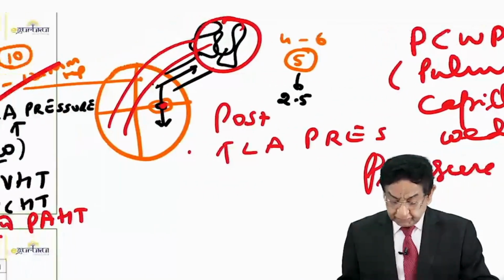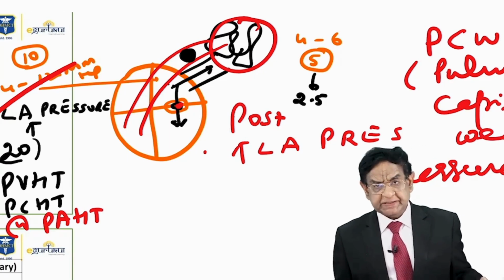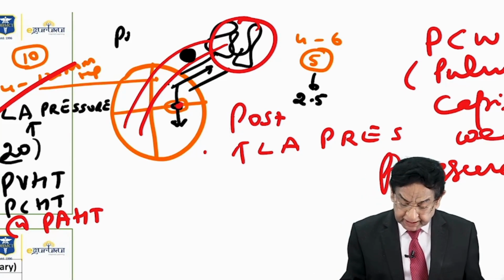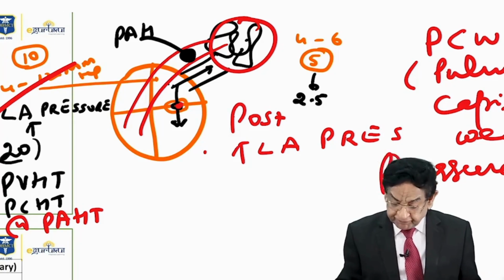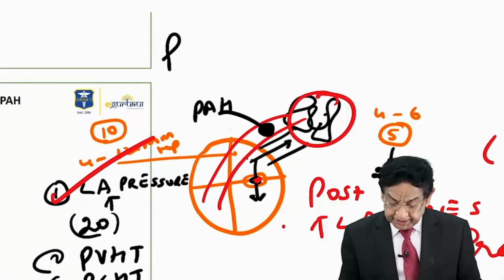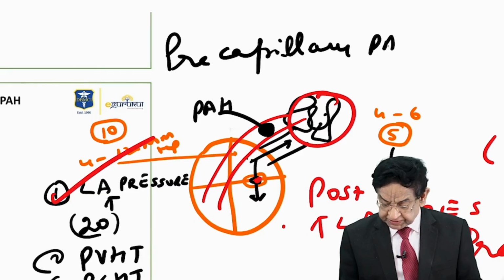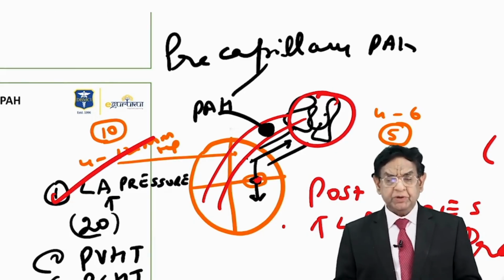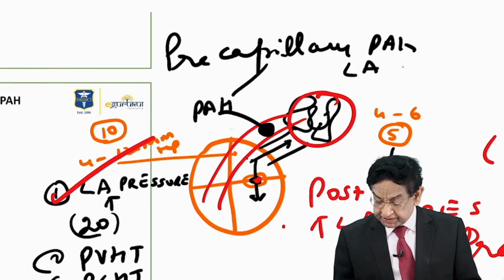Now, suppose we get one patient who has got pulmonary embolism. Pulmonary embolism means this is the clot, and suddenly blockage is there. Definitely it will lead to pulmonary arterial hypertension, definitely. But the problem is before the capillaries. So in pulmonary embolism, we'll be getting pre-capillary type of PAH. Point to be noted, it is before the capillaries. Here, LA pressure is normal.